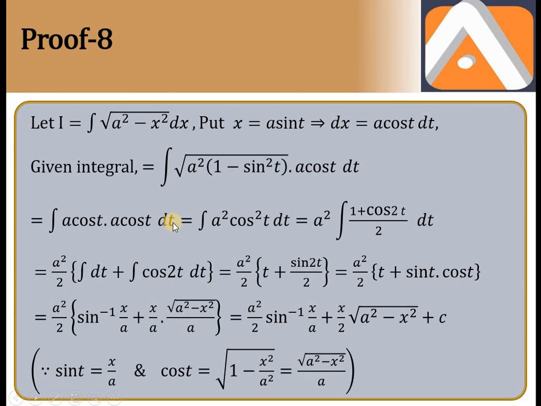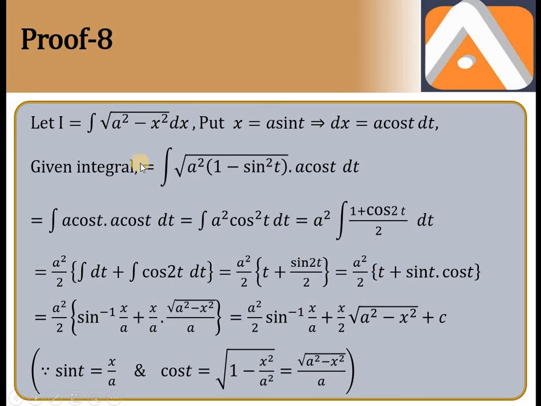So here a square into cos square theta, cos square theta can be written as 1 plus cos 2t by 2 dt. So a square upon 2 into integration of 1, that is dt, plus integration of cos 2t dt. So here a square by 2, this integration of 1 will be t, cos 2t integration is sin 2t upon 2. Now a square by 2 into t plus sin 2t can be written as 2 sin t cos t, 2 get cancelled, sin t cos t.